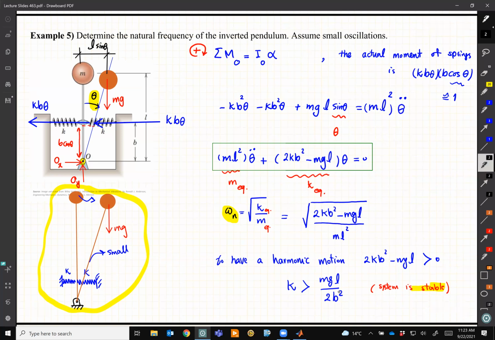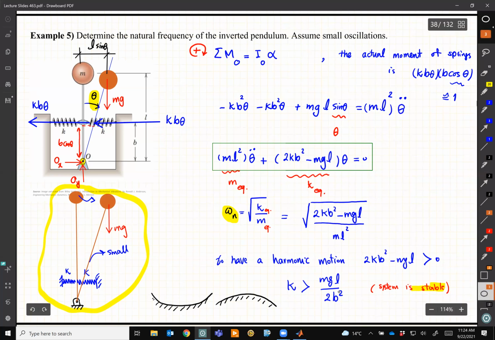Something that people use a lot to demonstrate stability and instability: let's say I have two curves on the ground, one upside and one downside, left and right, and I put a ball at the center of each of these two. Both of these systems are at equilibrium. They are staying there, they are not moving.